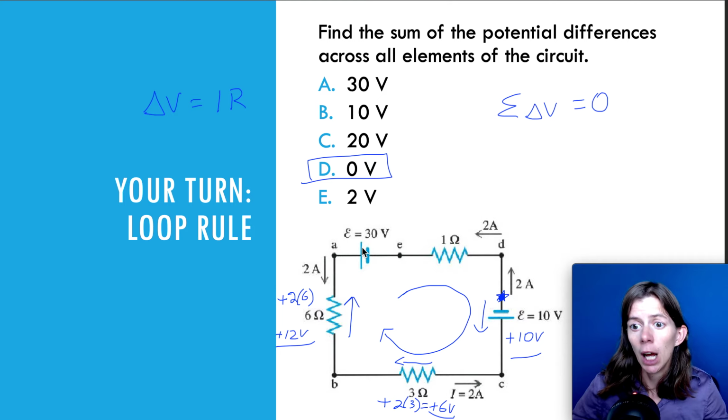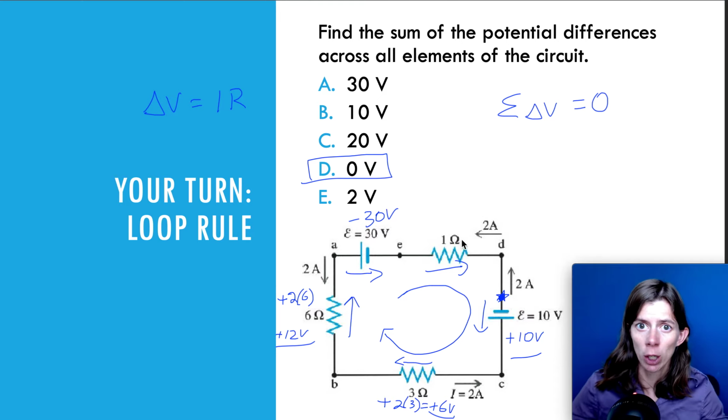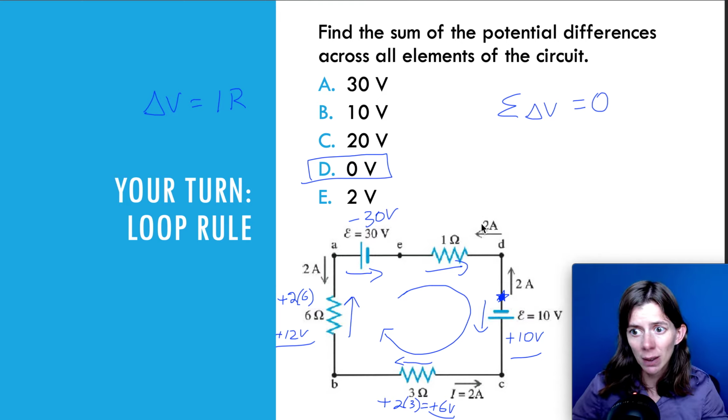Almost done. Now we're going to the right across this battery, but we're going from the positive terminal to the negative terminal. That is a loss. So I just want to give you time to think about it. That's a loss when you go to the negative terminal. So minus 30 volts as we go across this battery. And finally, we're going to the right across the 1 ohm resistor against the current. That's going to be a gain. Plus I, which is 2, times R, which is 1, plus 2 volts.